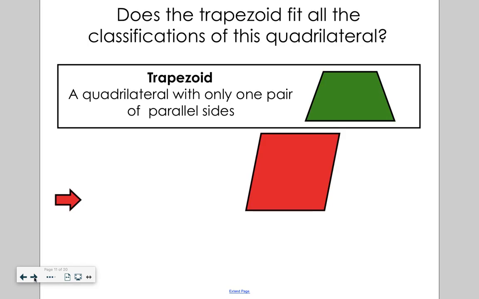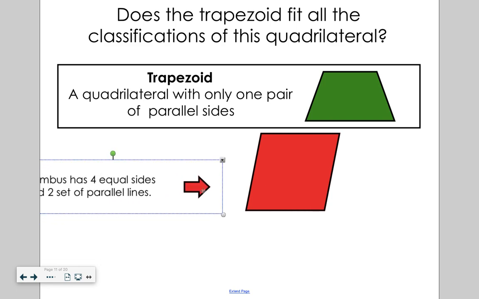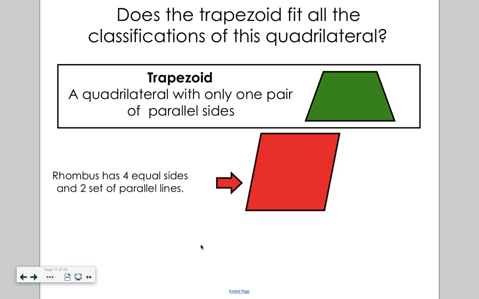Let's see if the trapezoid fits in with these classifications of quadrilaterals. So a trapezoid is a quadrilateral with only one pair of parallel sides. Is this shape here a trapezoid? No, this is not. This is a rhombus and has four equal sides and two sets of parallel lines. So a rhombus has all sides equal.